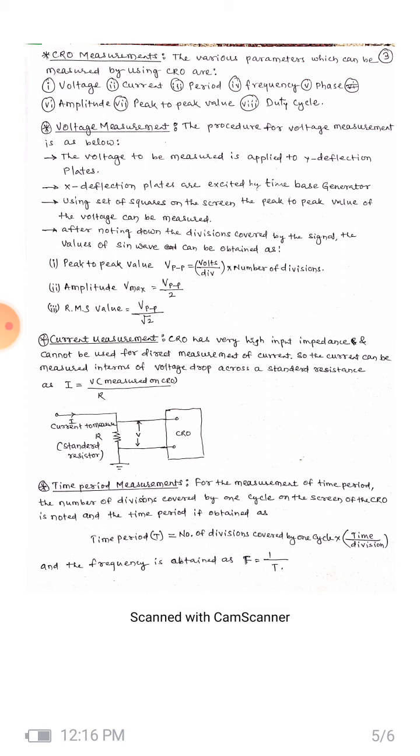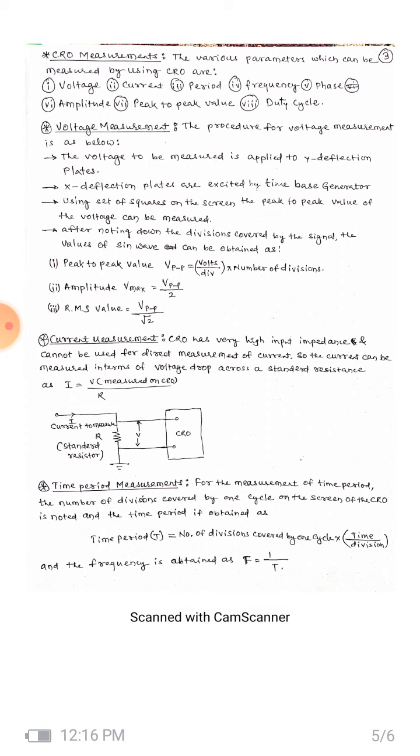Next is time period measurement. To measure the time period, we note the number of divisions covered by one cycle on the screen of the CRO, and the time period is calculated as the number of divisions covered by one cycle times the time per division in seconds. If you know the time period, we can easily calculate the frequency using the formula f equals 1 by time period, that is, inversely proportional to the time period.